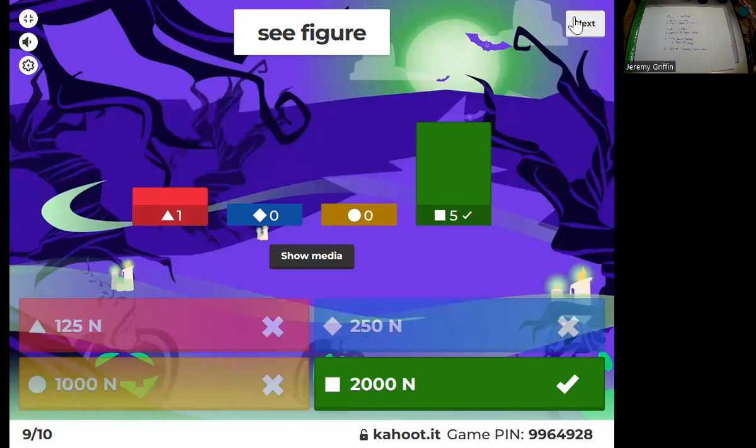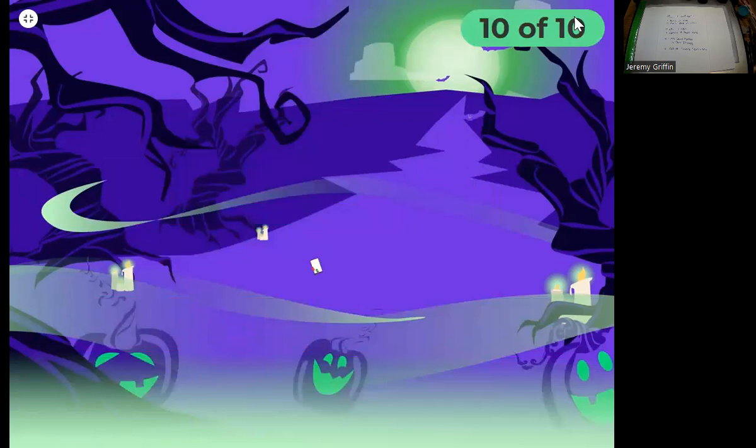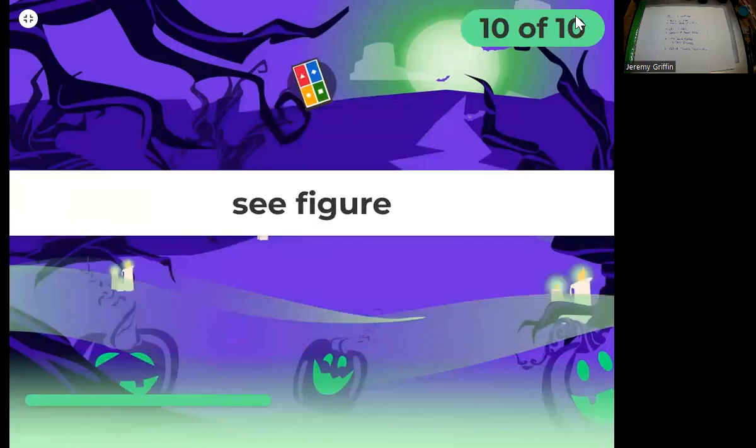All right, 2,000 newtons, right? So here you go. Same mass, smaller size planet. Your weight would go up. All right, for the win, for the win.